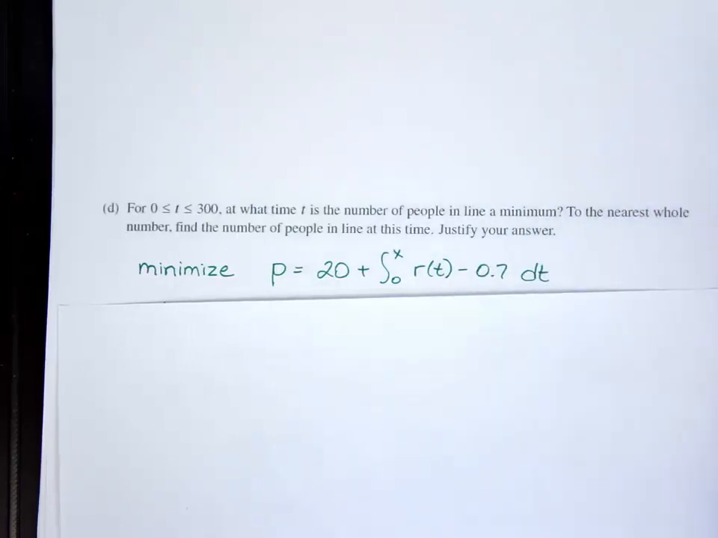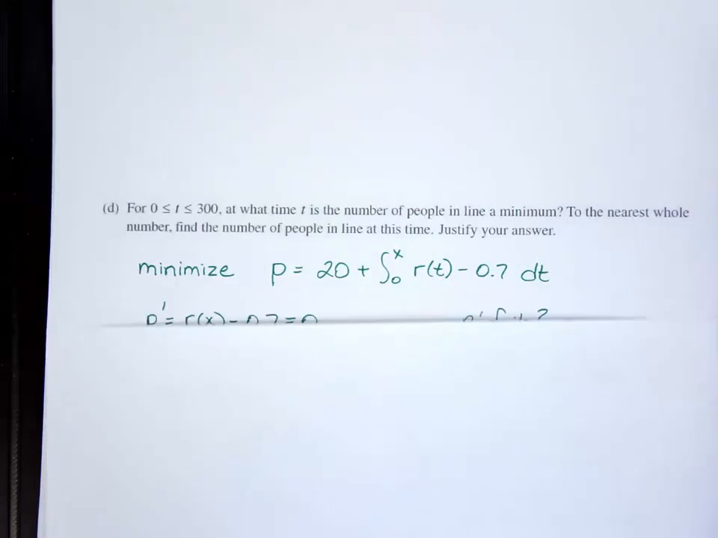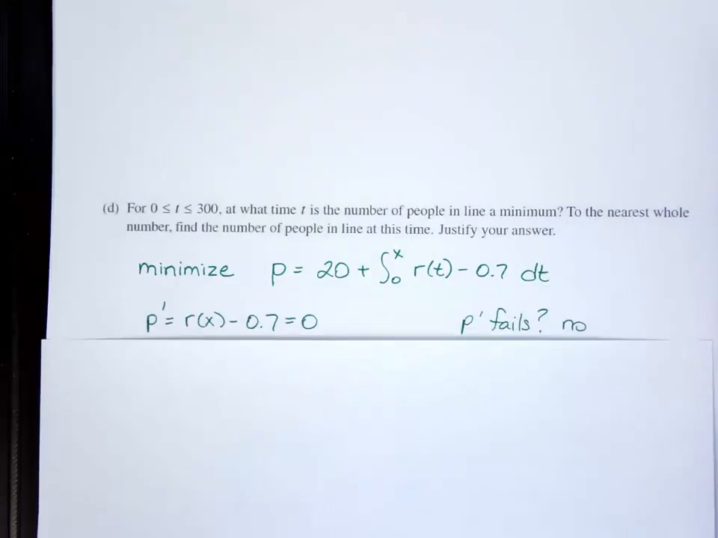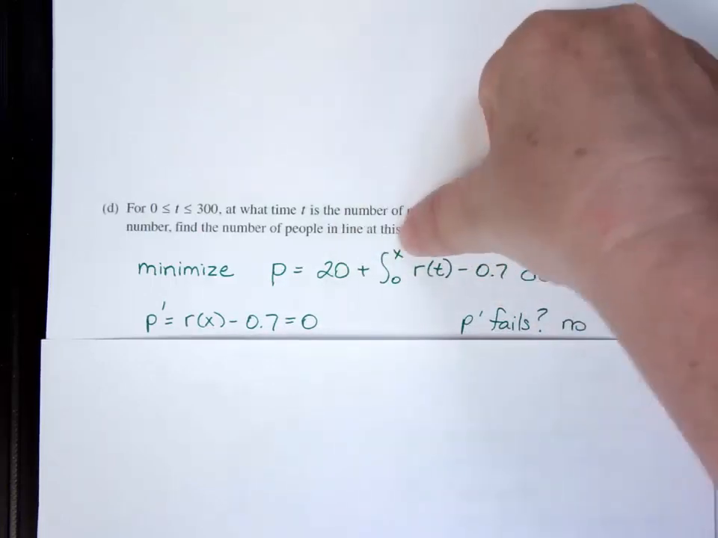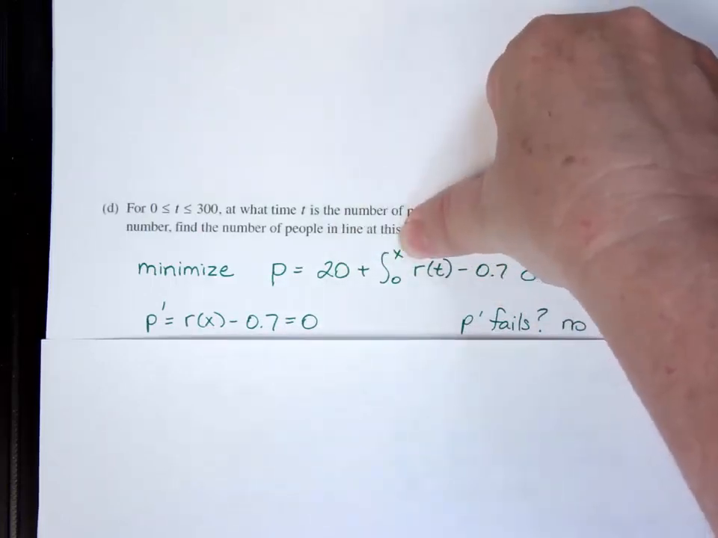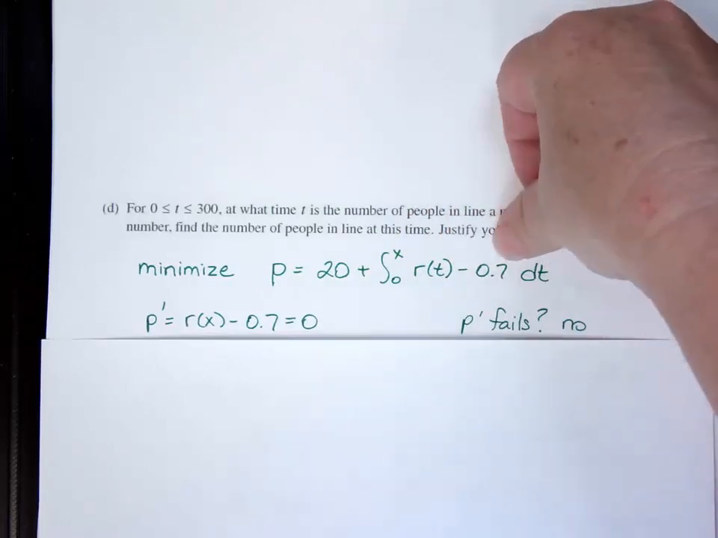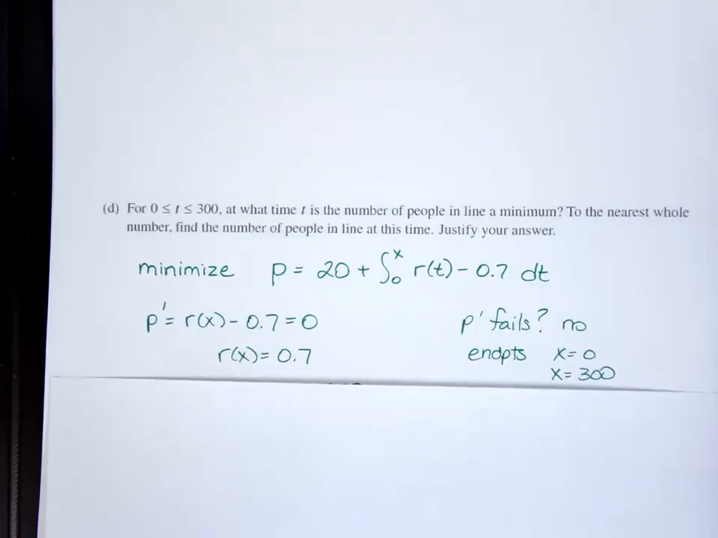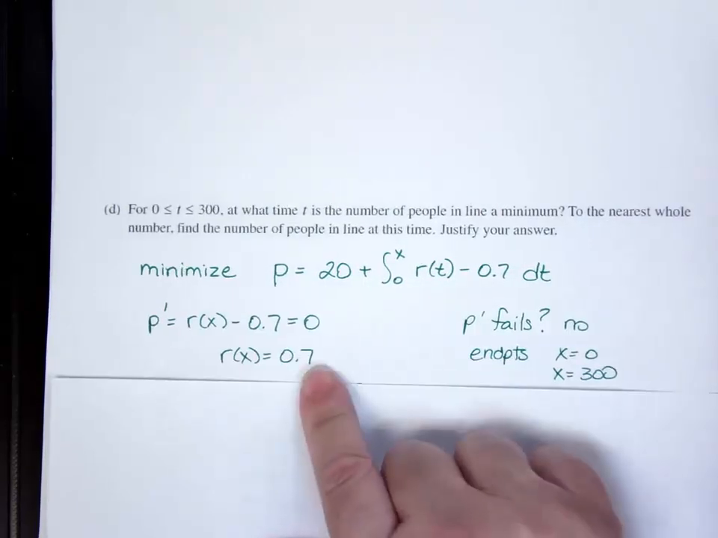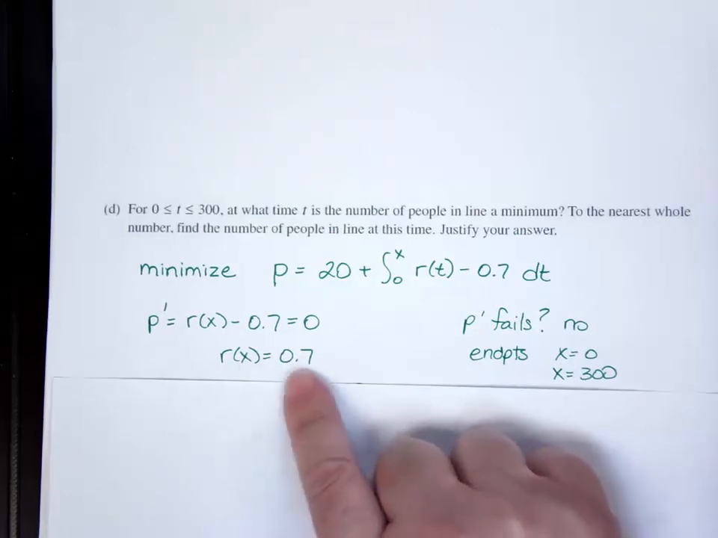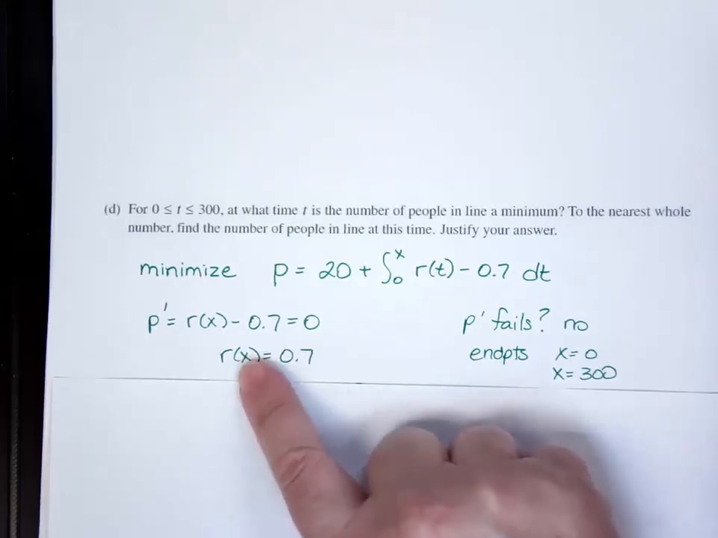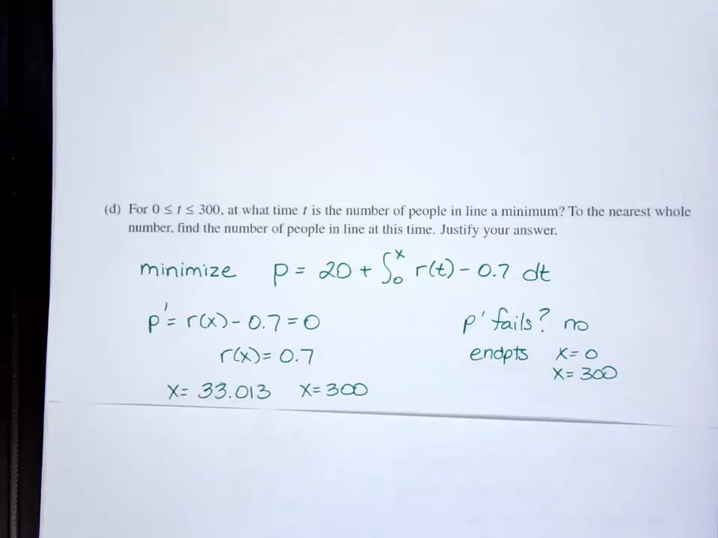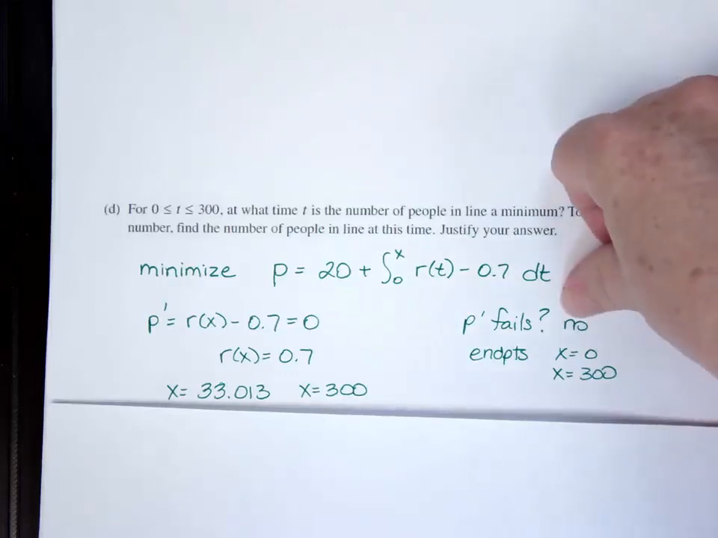So in order to find an absolute minimum, just like a relative minimum, the first thing you do is set P prime equals 0. You take the derivative of this: the 20 falls off, and the derivative of the integral makes the integral fall off and gives R of x minus 0.7. You set that equal to 0, and you get R of x equals 0.7. On your calculator, you could either find where these two cross, or you can move the 0.7 over, set it equal to 0, and find the zeros. You end up getting two values, 33.013 and 300. Those are the two points where it happens. So does the derivative ever fail? No.